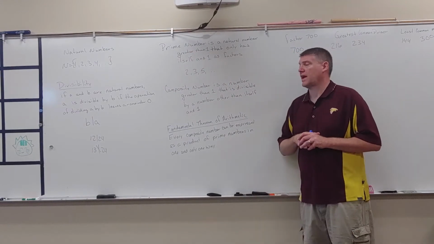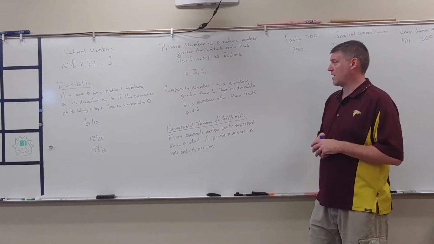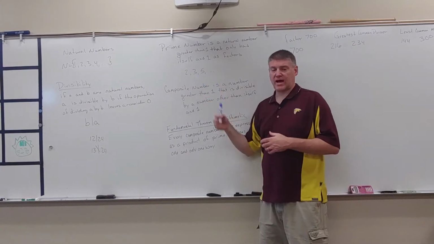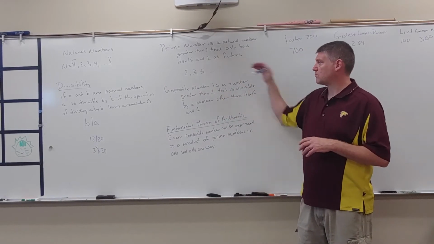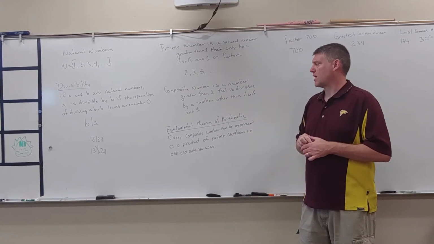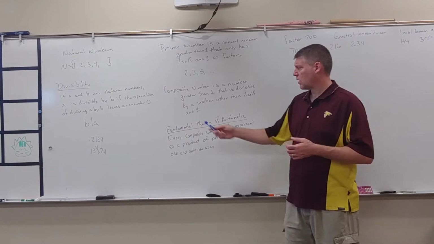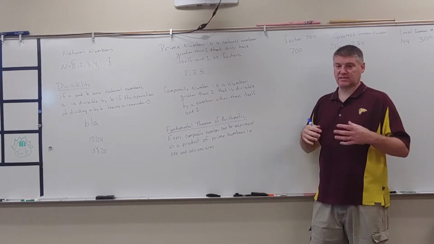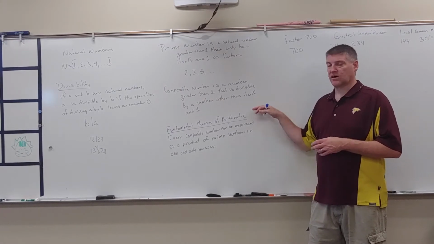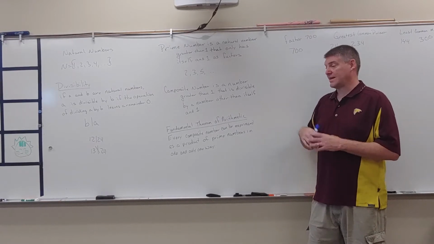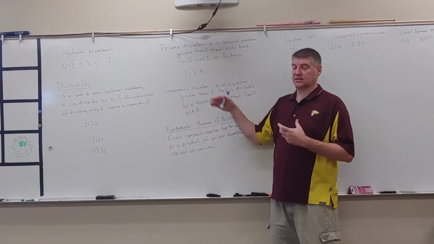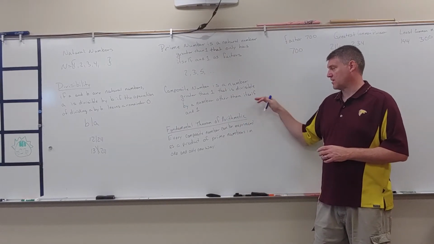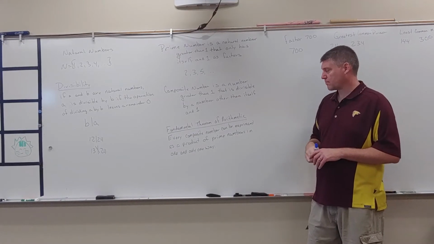A prime number is a natural number greater than 1 that only has itself and 1 as factors. So 2, 3, 5, 7, and so on and so forth. Those are prime numbers. A composite number is a number greater than 1 that is divisible by a number other than itself and 1. For example, 9. 9 is a composite number because 3 times 3 gives us 9, so it has other factors besides just 1 and 9.